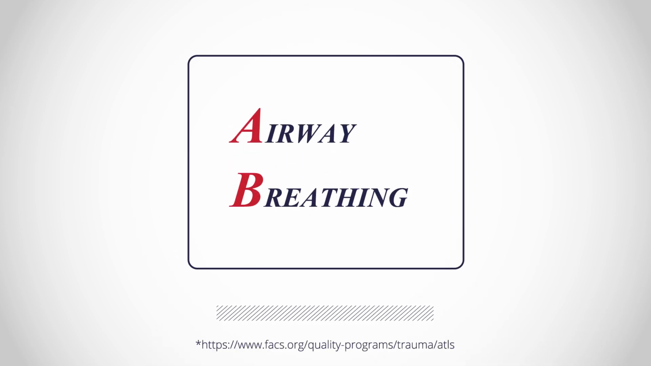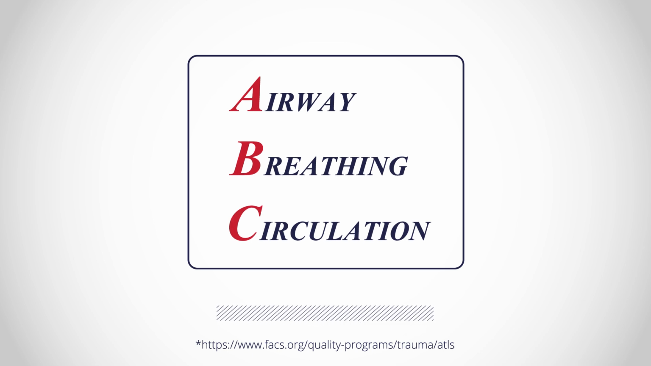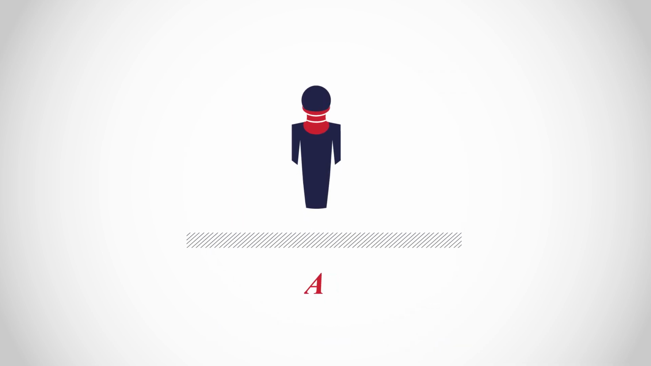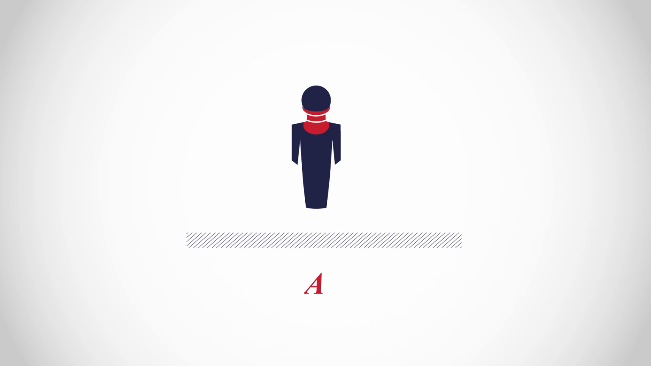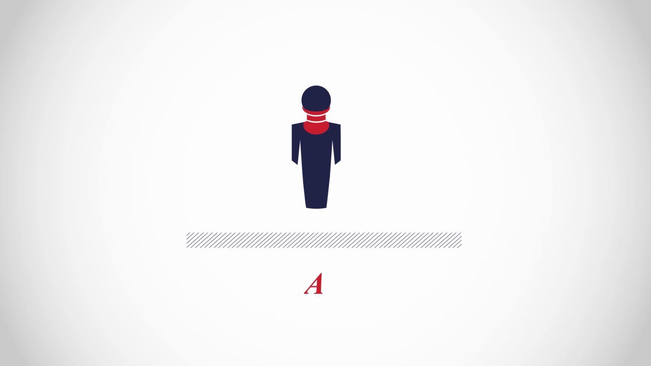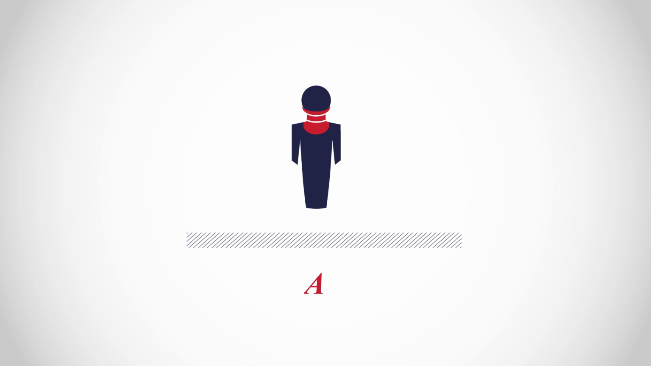When your patient presents, remember the ABCs of advanced trauma life support: airway, breathing, and circulation. Ensure the cervical spine is immobilized. For airway, assess how well the patient is protecting his airway and the likelihood for the airway to become compromised. Intubate the patient if necessary.